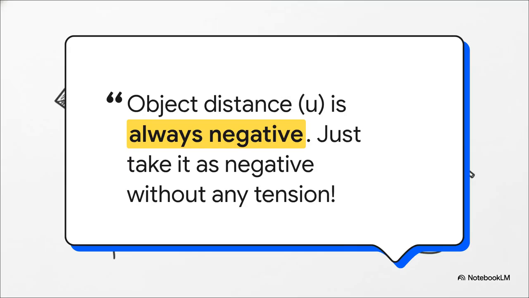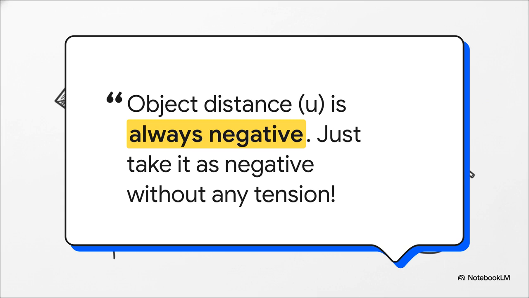Now, I want to share a massive trick with you right here that is going to save you so many lost points on your exams. Object distance, u, is always negative. I repeat, always negative. Just take it as negative without any tension. This is entirely based on the Cartesian sign convention.